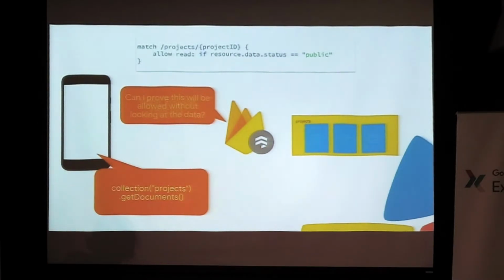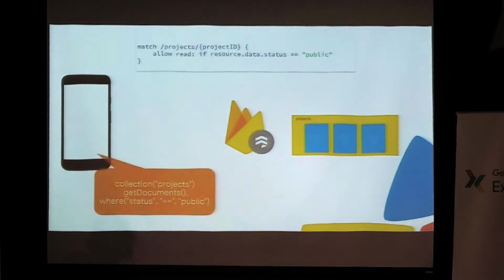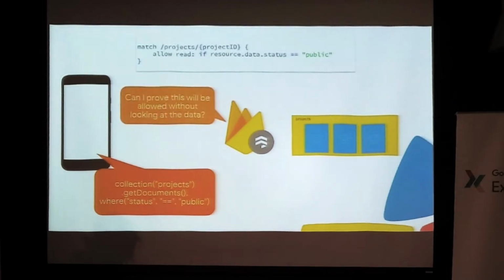So what do we do here? It's really simple. We just have to make sure we add an extra condition. If we have the condition, we can guarantee that all the data fetched from here will be indeed public. So this rule will actually be true for all of the data that's fetched. And this way, the data will actually flow back and everything will work just fine.